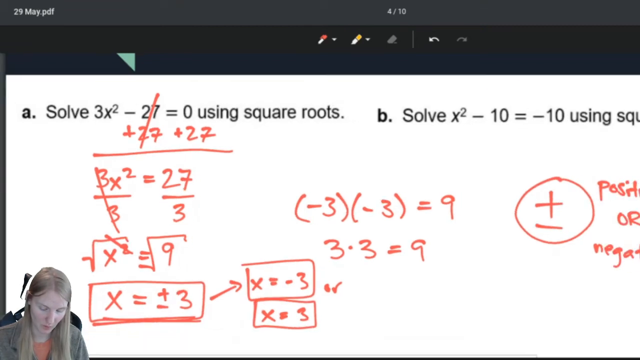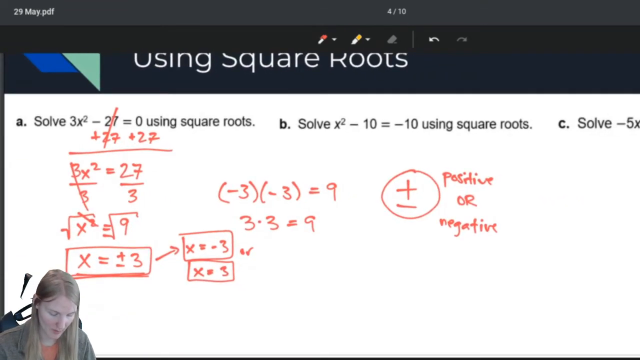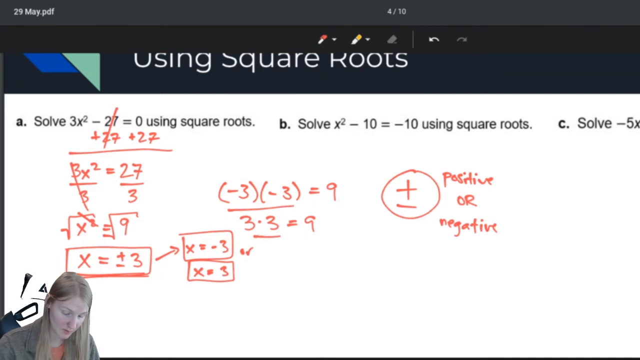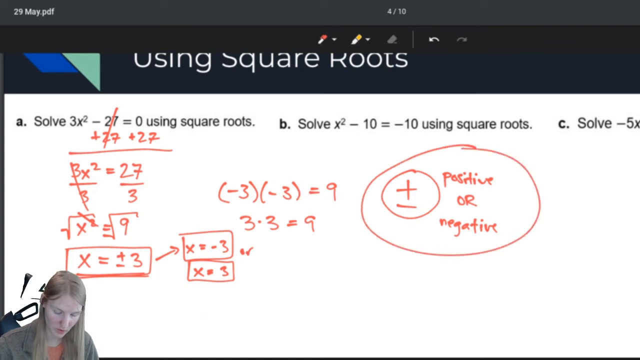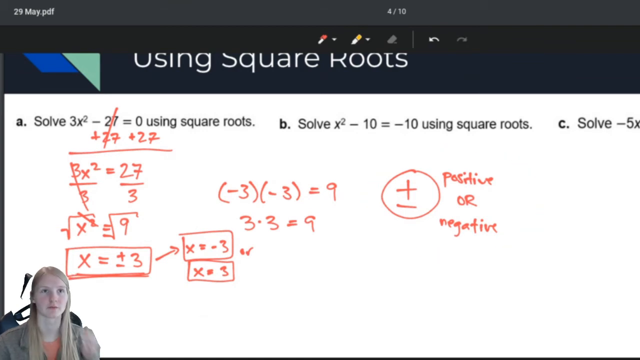Yes. So remember, -3 times -3 is 9. Positive 3 times positive 3 is also 9. So we use this, which is positive or negative. Okay, let's move on to B.